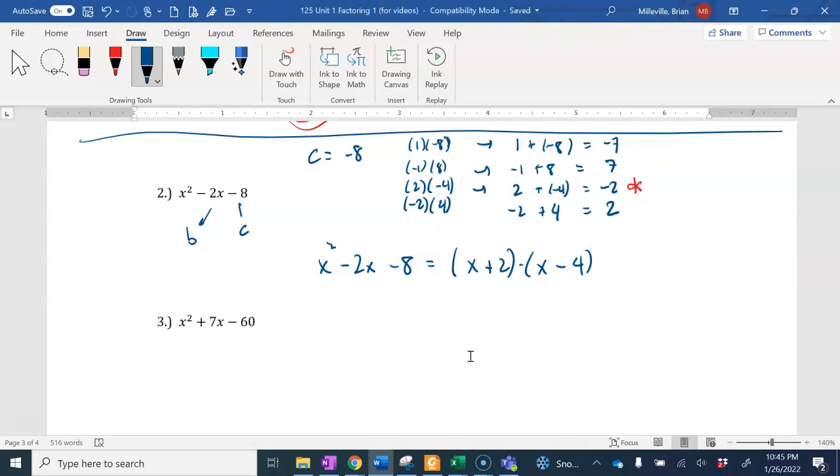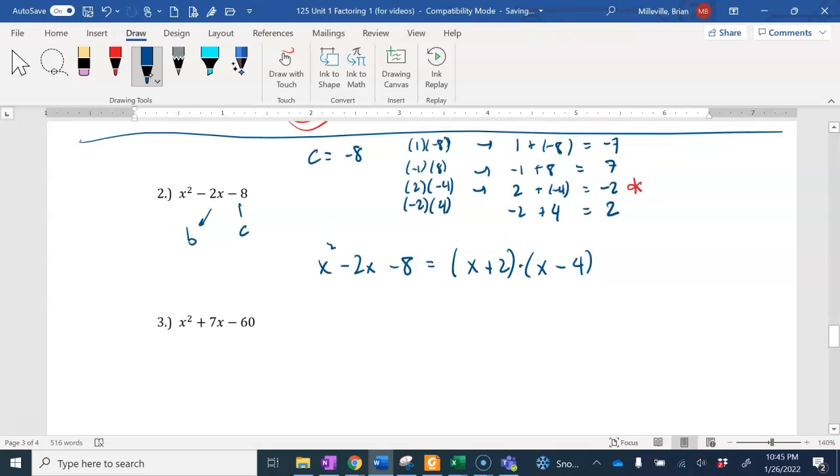I'm not going to check that, but I would encourage you to pause the video and check that by multiplying out those 2 binomials. Again, binomial means 2-term polynomial. We have accomplished our goal of factoring that trinomial as a product of 2 smaller binomials. Alright, let's look at the next example. We'll do 2 more in this video.